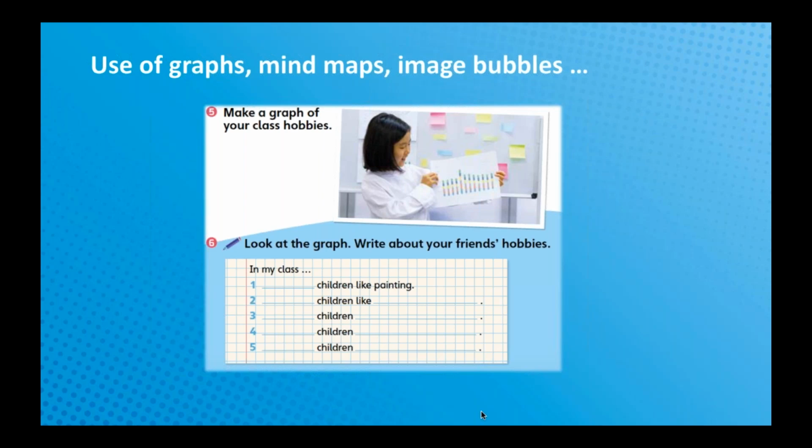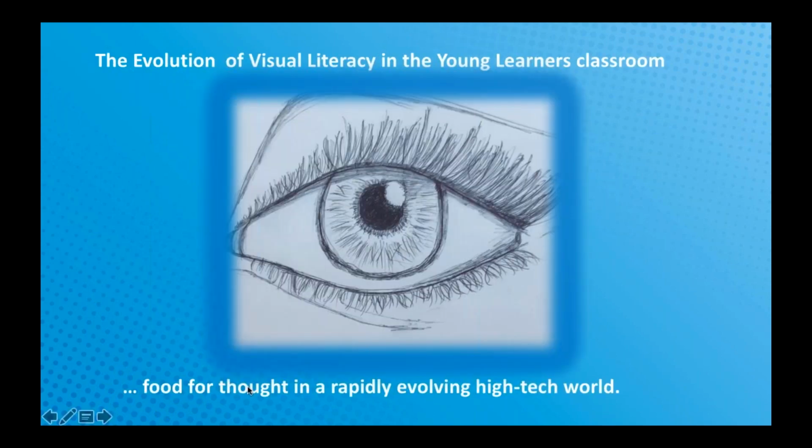So I hope there's a lot of food for thought here. So let's just have a look at the very last screen. So it's this evolution of visual literacy in the young learners classroom. And I hope that you've found some food for thought here through the session on how we're using it. So this really is a rapidly evolving high-tech world, and how we use images and visuals in the classroom.